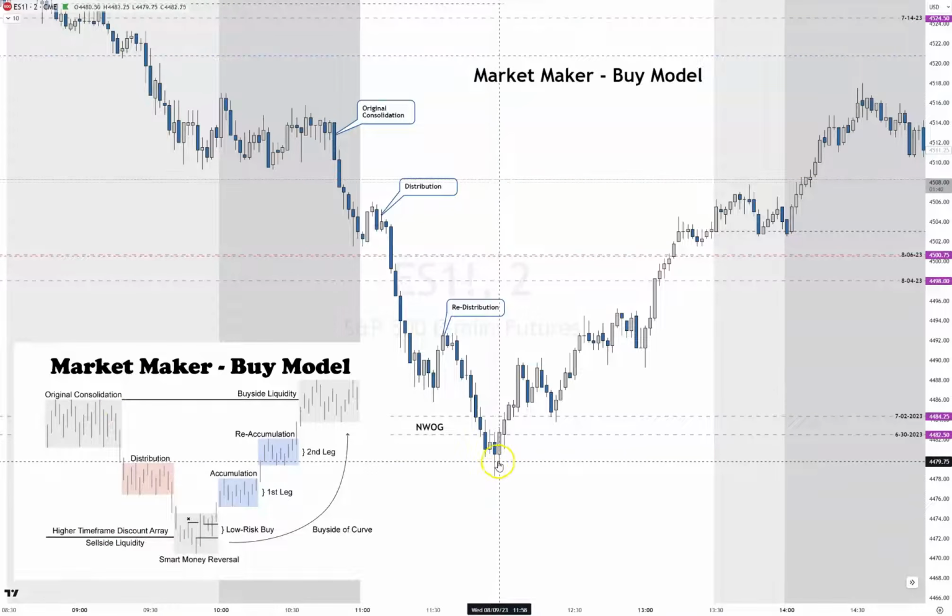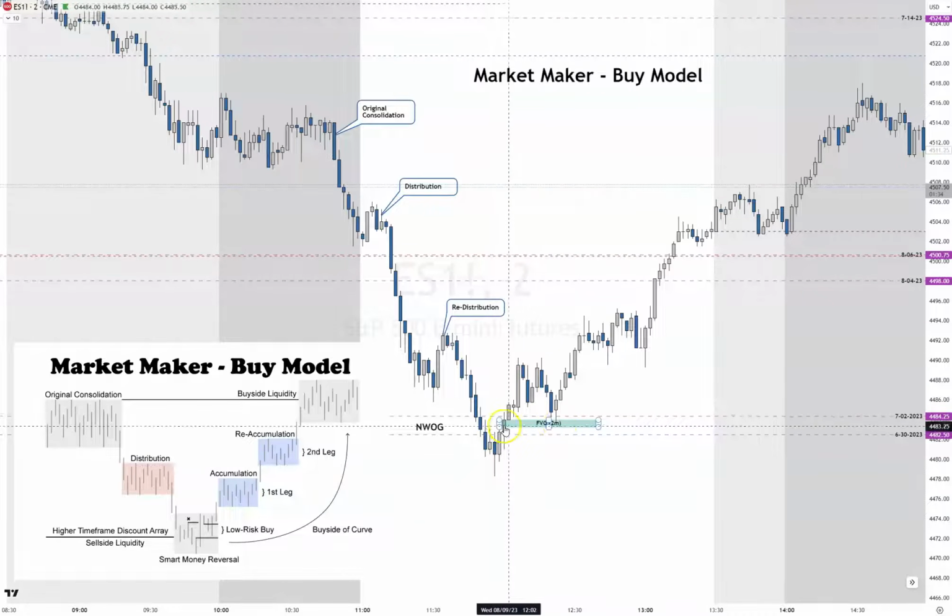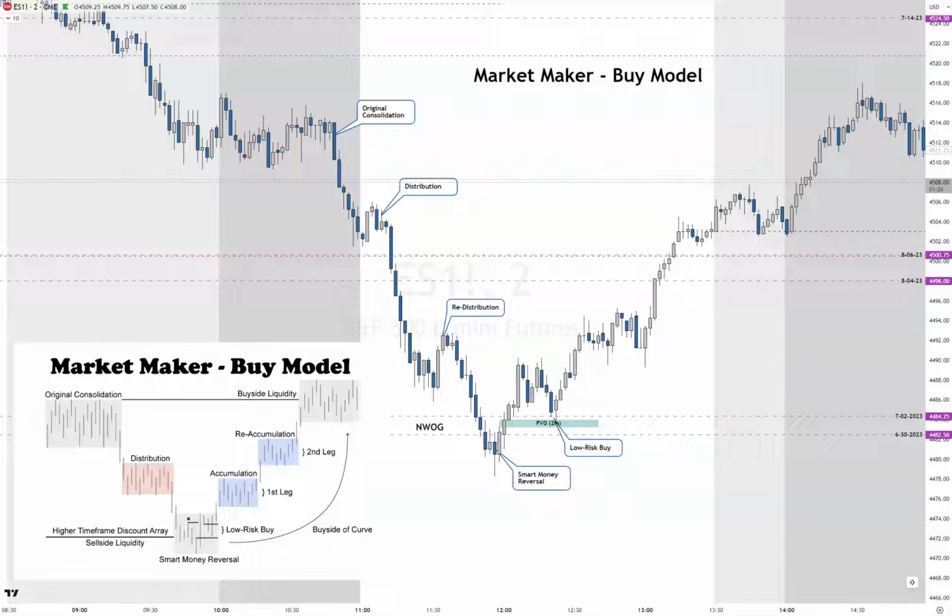So you've definitely got this matched right here. Now we're going to see if we have a reversal. Price comes up, trades into right here. Here's a fair value gap right there on the 2-minute, right in the middle of new week opening gap. So that's a low risk buy, and that would make this the smart money reversal. When we do that, we're looking to see how this plays out.